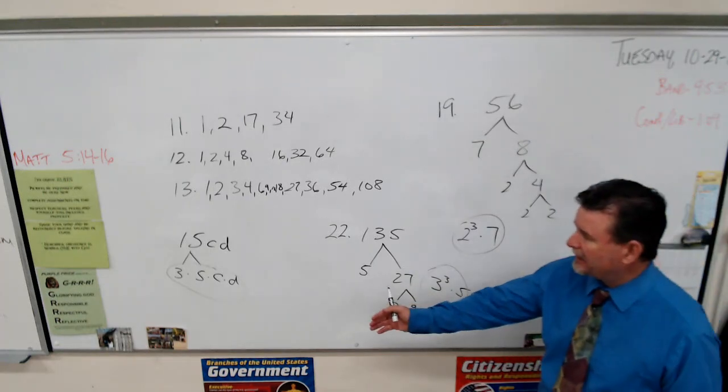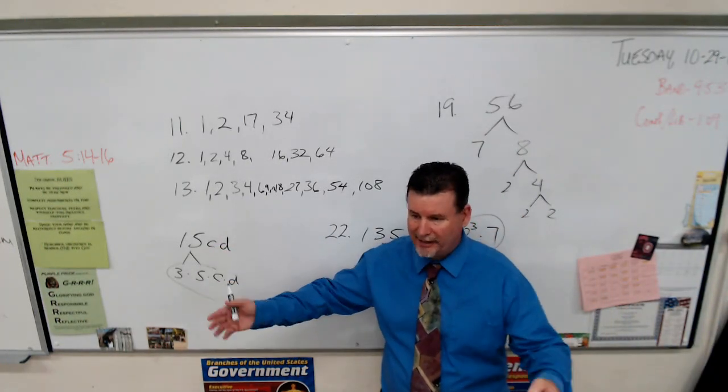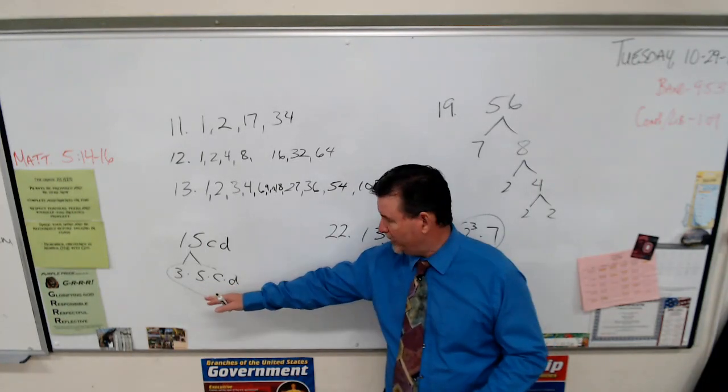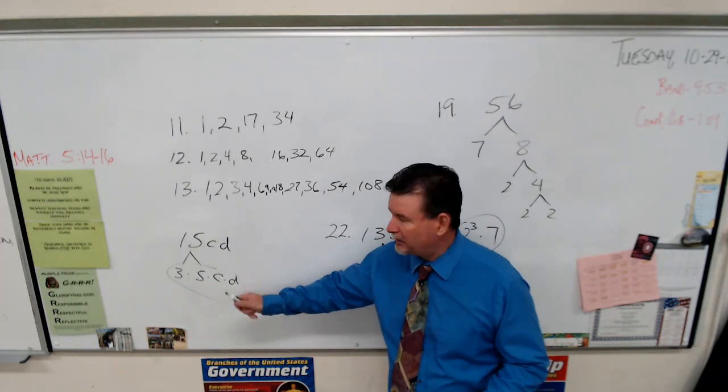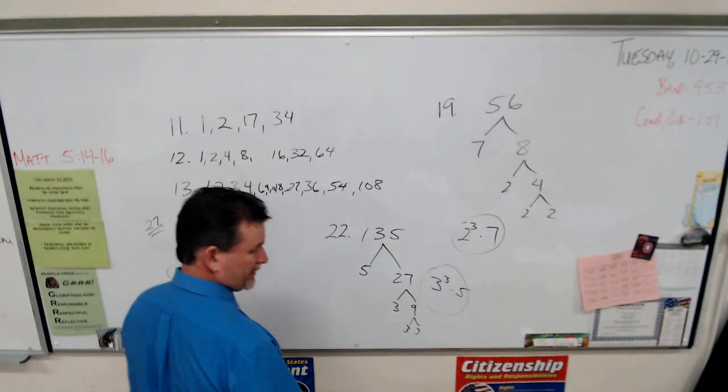You can't make the C or the D any smaller. It's just one C or one D. So that's prime. 3 times 5 times C times D. This is number 27.